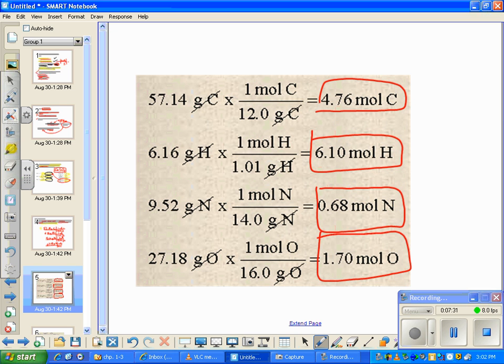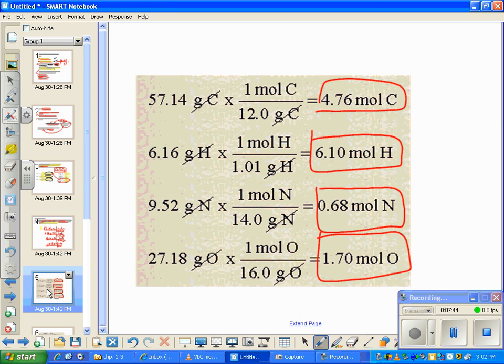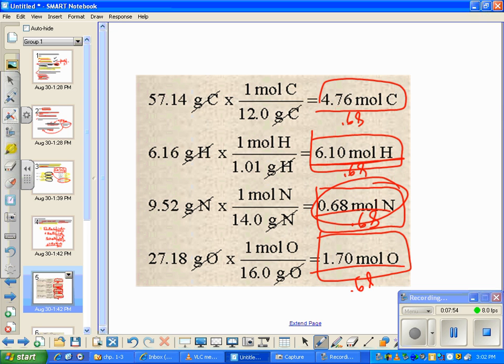If I look at it, the next step in the empirical formula, I just did 1 and 2, is divide by the smallest number of moles. So if I go back here, the smallest number of moles is going to be 0.68. So I have to take each of these and divide them by 0.68. 0.68 there, 0.68 there.